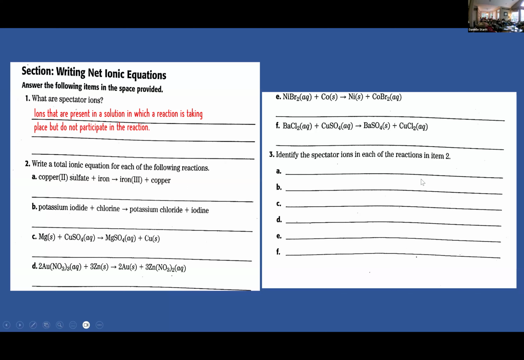Right on. So does anybody have the total ionic equation for each of these? Total, not net. All right, Jordan, what do you have for A? Cu2+ plus SO4 2-. Yes. Fe3+. Right. Okay. So this is what you should get.